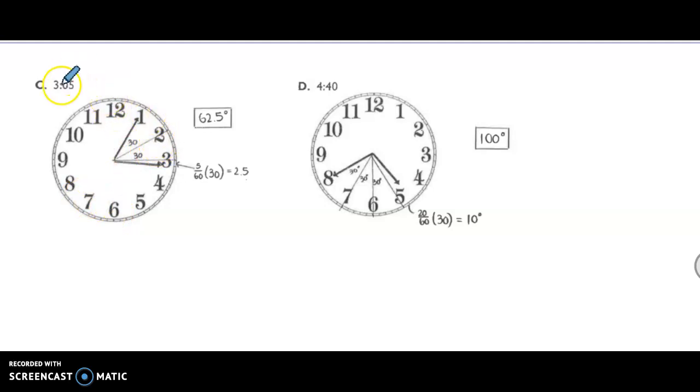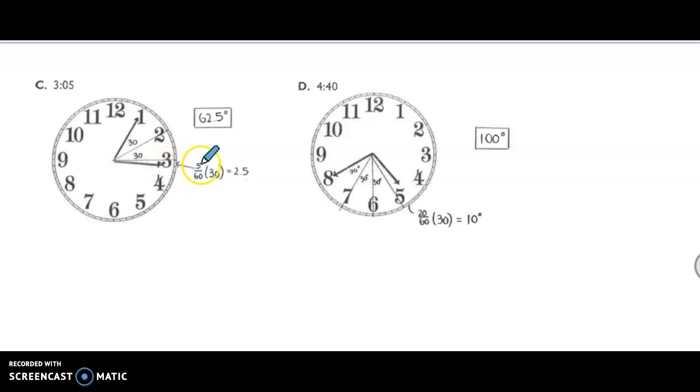And so here in part C, when we do 3:05, we know that the minute hand is here at the 1, and the hour hand is a little past 3, but we have 1 and 2. That's going to be 60 degrees so far. And then you have a little bit here that went past the 3.